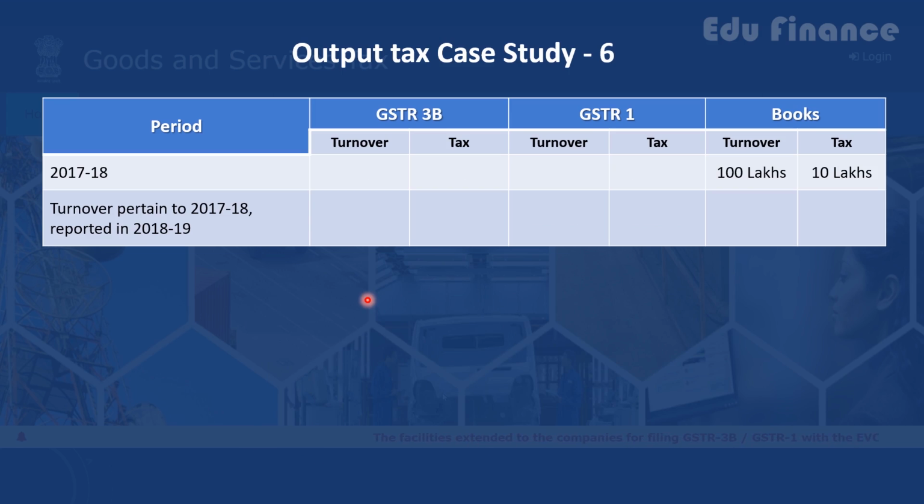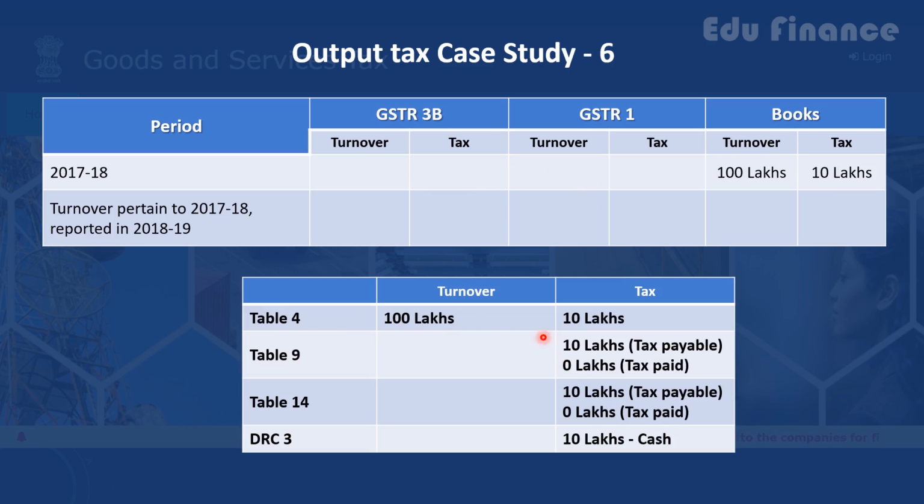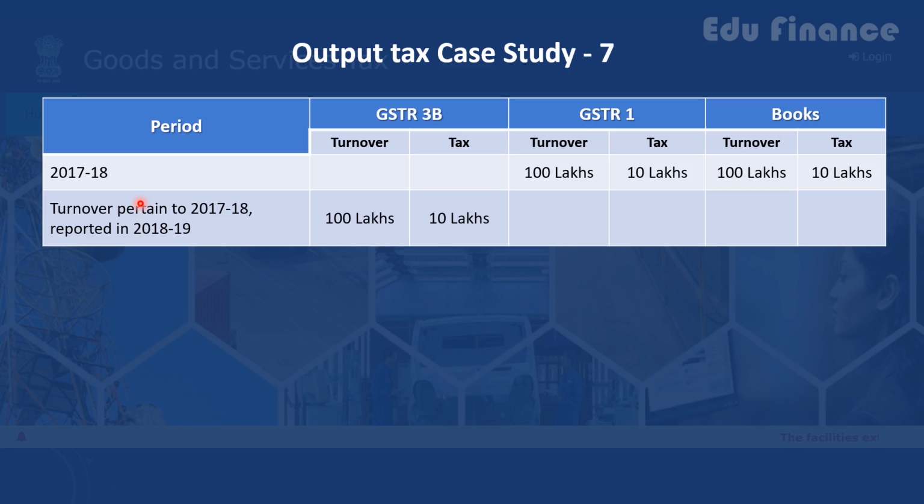Case study number 6, where books of accounts show turnover of rupees 100 lakh and output tax of rupees 10 lakh. But these transactions are not yet reported in form GSTR 1 and GSTR 3B. In such a case, turnover of rupees 100 lakh and output tax of rupees 10 lakh shall be reported in table 4. In table 9 and table 14, rupees 10 lakh shall be reported as tax payable and such differential tax shall be paid through form DRC 3.